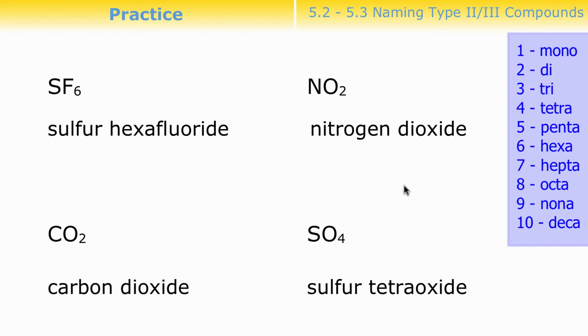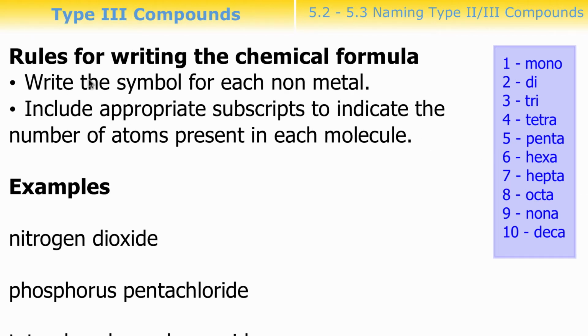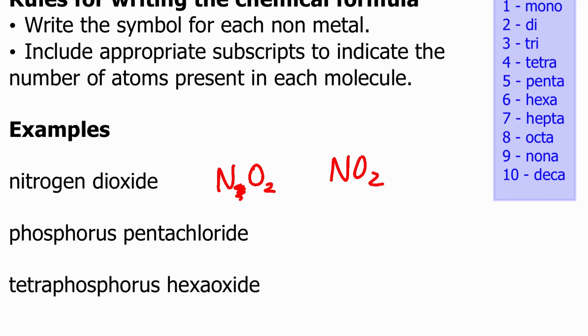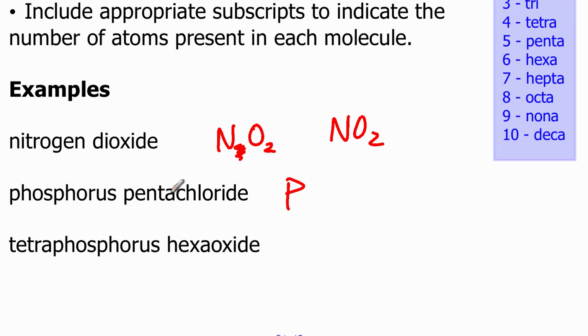Going the other way for type 3 compounds is really easy. You don't have to worry about any charges. You just look at the name and it tells you how many of each there are. So you write the symbol for each nonmetal, like nitrogen dioxide. I'd write an N and an O, and then include the subscripts to indicate how many there are. Nitrogen doesn't have a mono or anything in front, so I assume it's a 1. I could put a 1 there, but typically we don't put 1s in our formulas. I'll leave it out. And dioxide means I have to have 2 of those. So the formula for that would be NO2. For phosphorus pentachloride, there's just 1 phosphorus, and penta's 5, so it'd be PCl5.